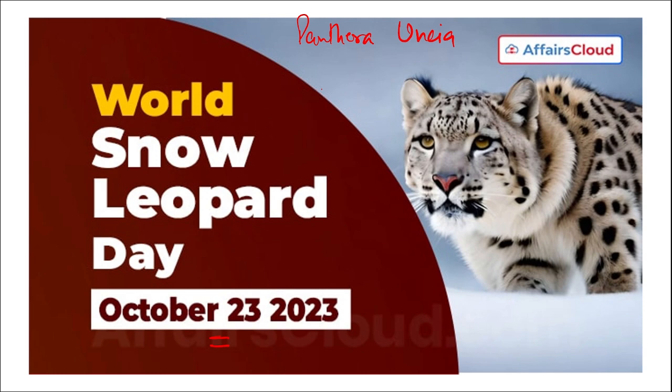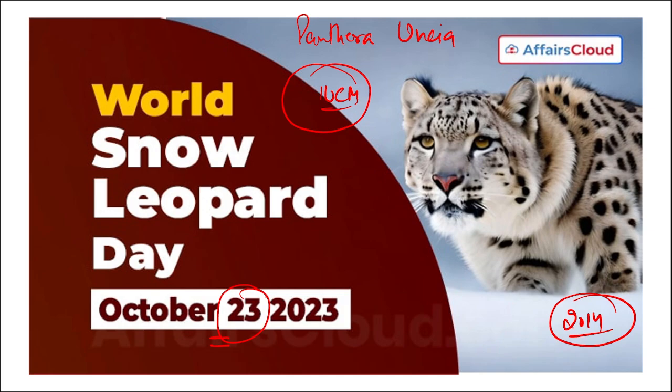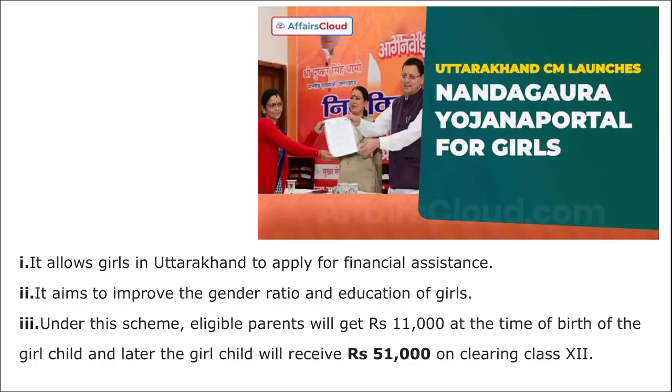and it is also in the Red List of IUCN, right? That is the International Union for Conservation of Nature. The first ever International Snow Leopard Day was observed in the year 2014, and in 2023 it is 23rd of October that we observed this day. Next we are talking about state news.